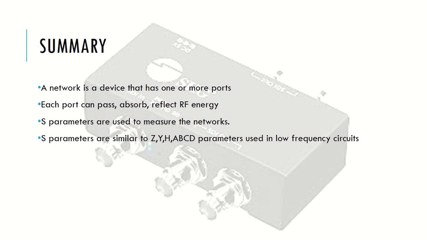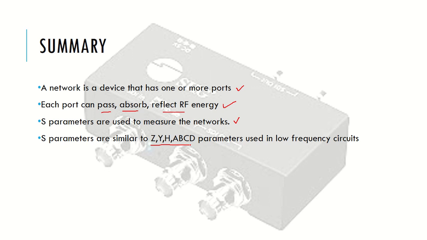So just have a quick summary of what we saw in this particular presentation. We saw what a network is. It is any device that contains a port, and we call that a network. And the purpose of a port is that it passes energy, it absorbs energy and it reflects energy. And S parameters are used when we come to very high frequency networks because we can no longer use the same Z, Y, H and ABCD parameters. Therefore, to measure RF networks, we are not going to use Z, Y, H and ABCD. We are going to use a special kind of parameters which are called the S parameters.